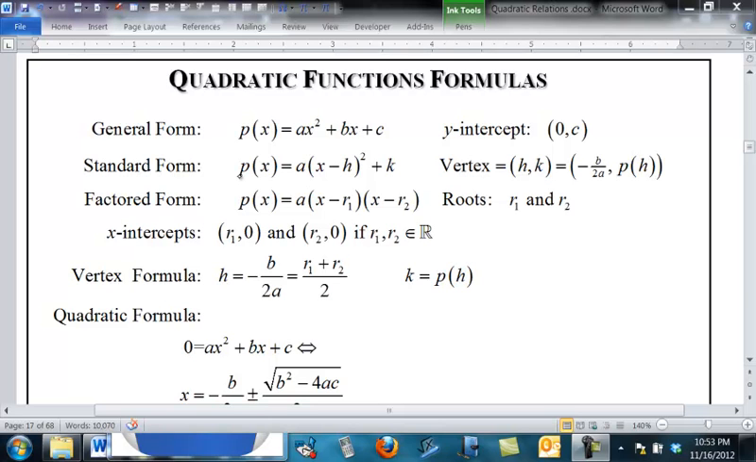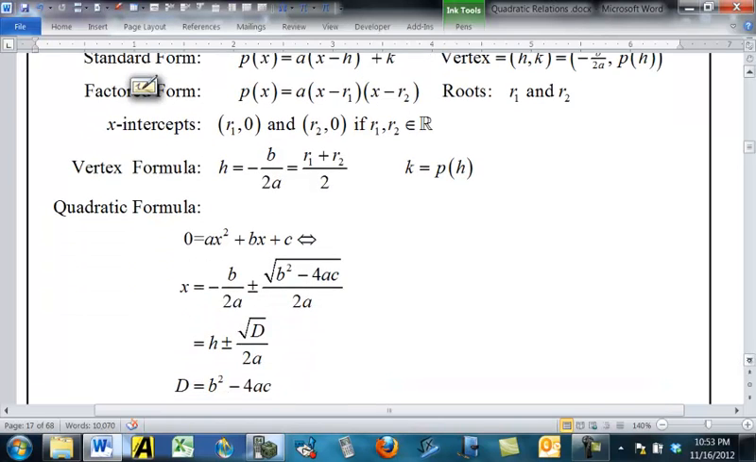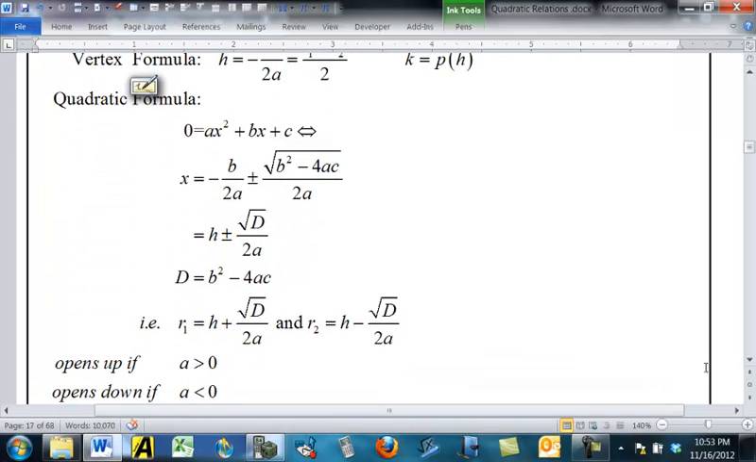Pretty straightforward solving equations. But if you've got the general form and you want to go forward to the factored form, you either have to complete the square, or since we've completed the square in general, we can use the quadratic formula to find r1 and r2. r1 is h plus the square root of d over 2a, and r2 is h minus the square root of d over 2a. Or one of them's r1 and one's r2. Doesn't really matter which is which.